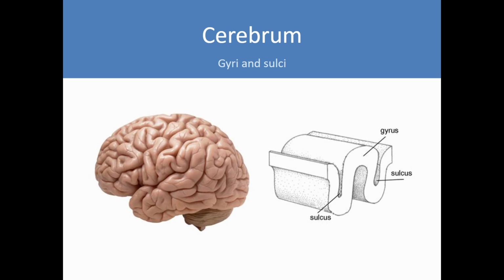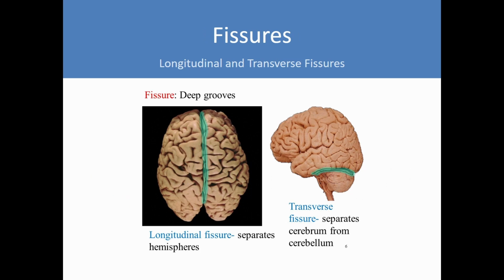The reason our brain is so convoluted and folded is to allow for more brain matter to fit in a smaller space. Because our brain grew so quickly during the beginning of development and still had to fit within our skull, we saw these convolutions form. There's also a couple of really deep grooves, and deep grooves in the brain are actually called fissures. There is a longitudinal fissure that separates the left and right hemisphere, and there's also a transverse fissure that separates the cerebrum from the cerebellum.